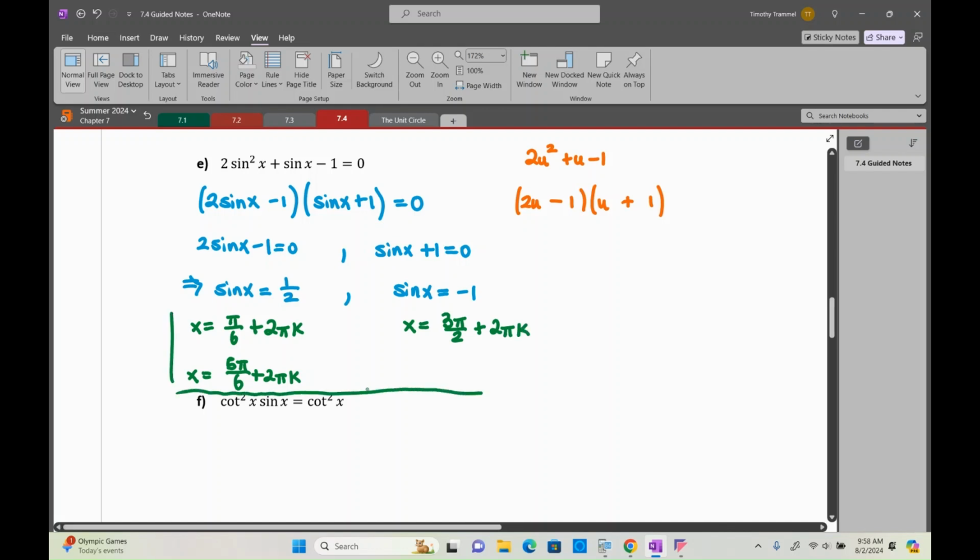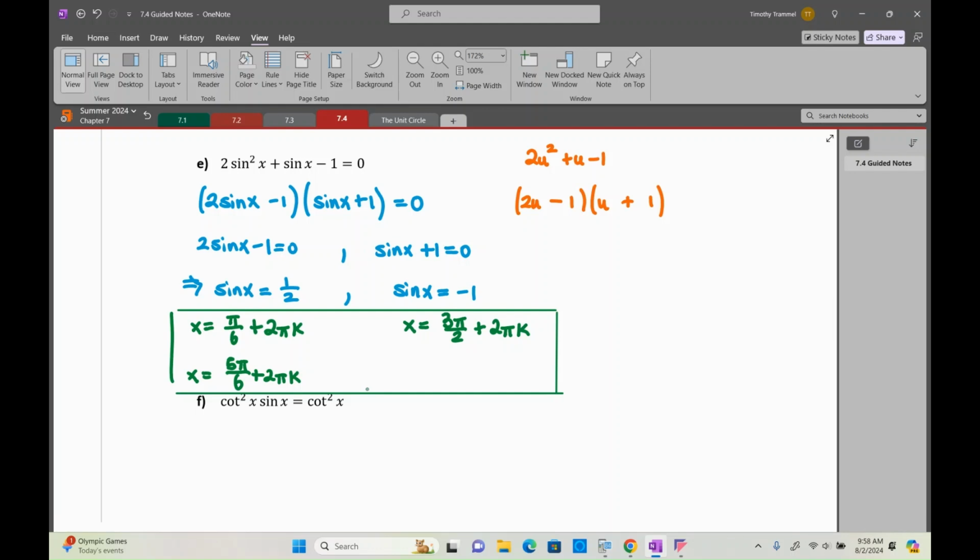So here is all of our solutions. And again, if we're looking for specific ones, we just need to plug in values for k. They need to be integers, meaning numbers like -3, -2, -1, 0, 1, 2, 3, and so on. So essentially the whole numbers and their opposites. So next, let's take a look at the next one.